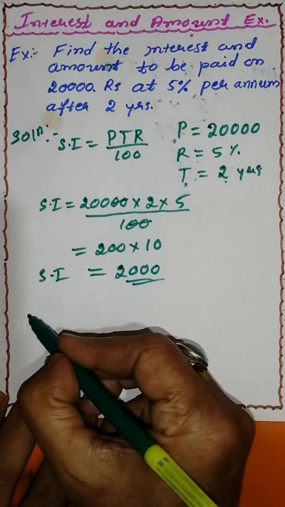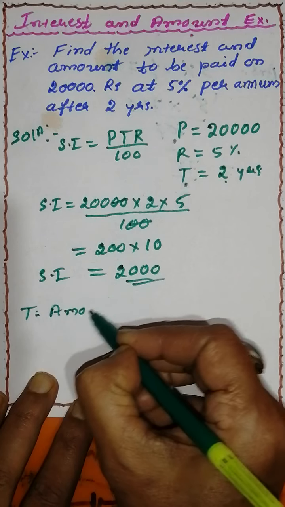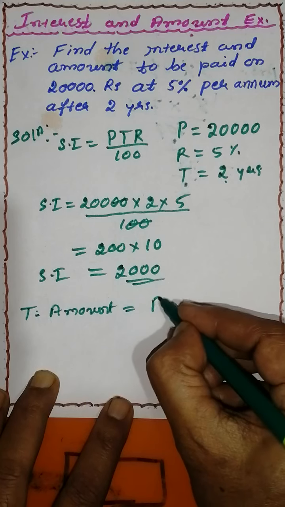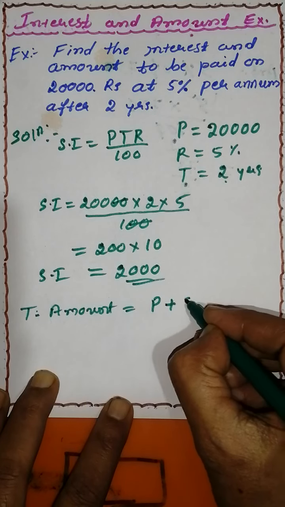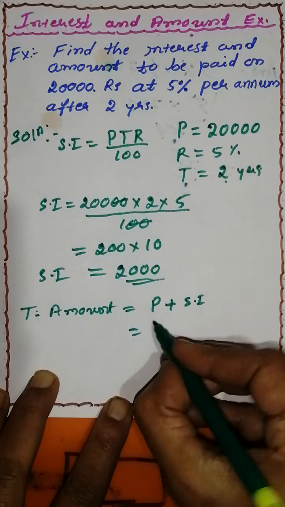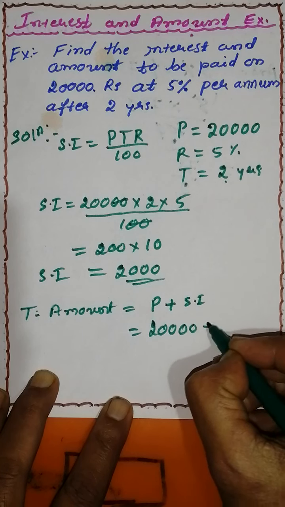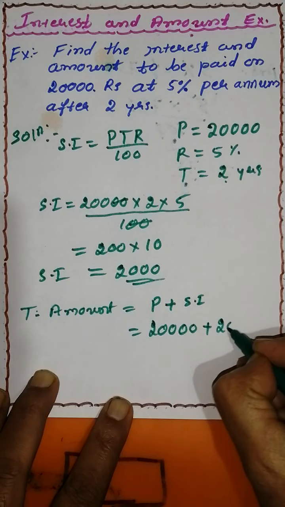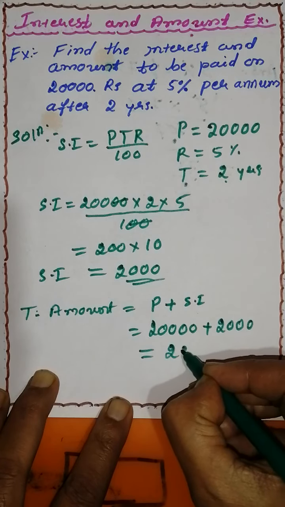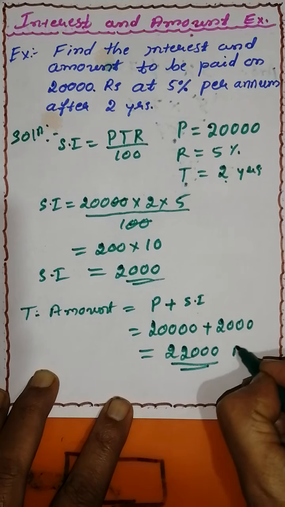Amount to be paid, total amount, is equal to P plus interest. P is how much here? Principal amount, 20,000, plus interest 2,000. Total 22,000 is the answer.